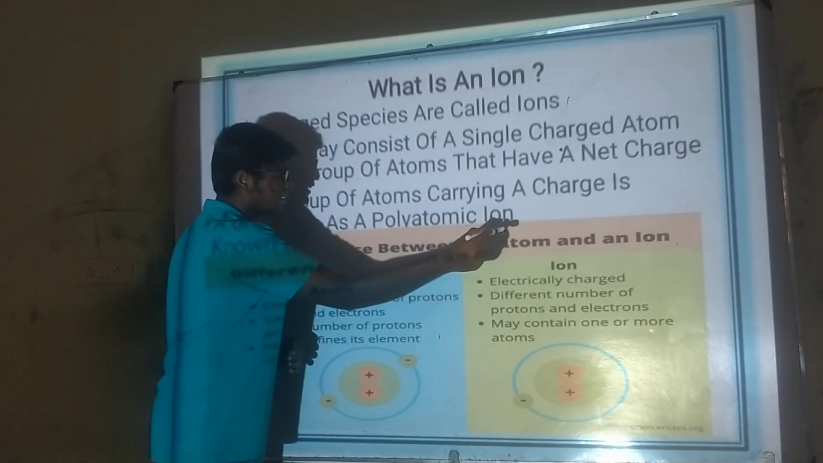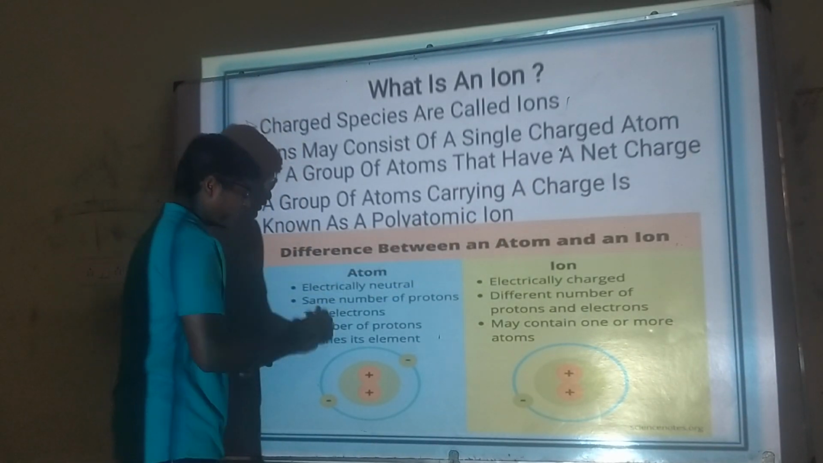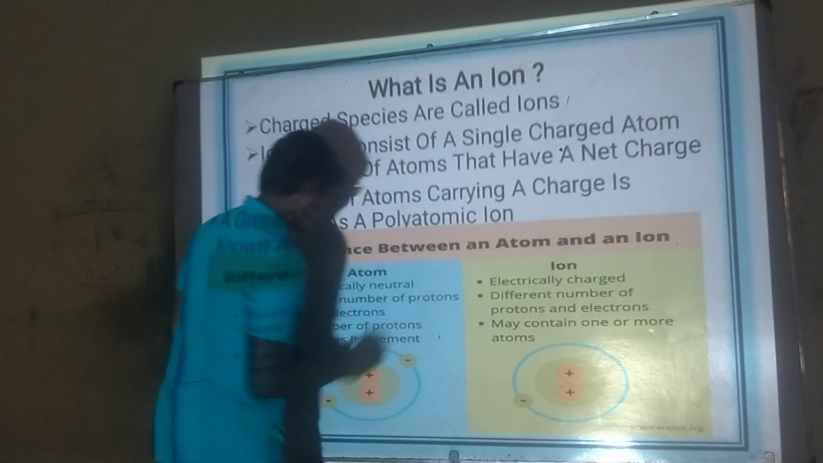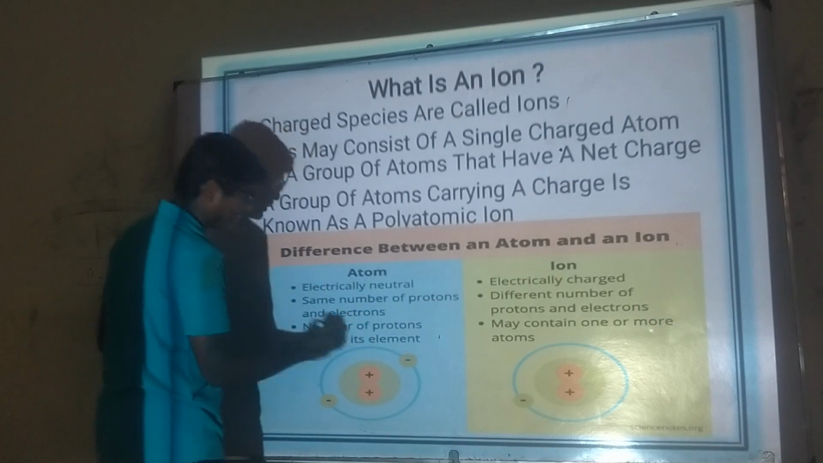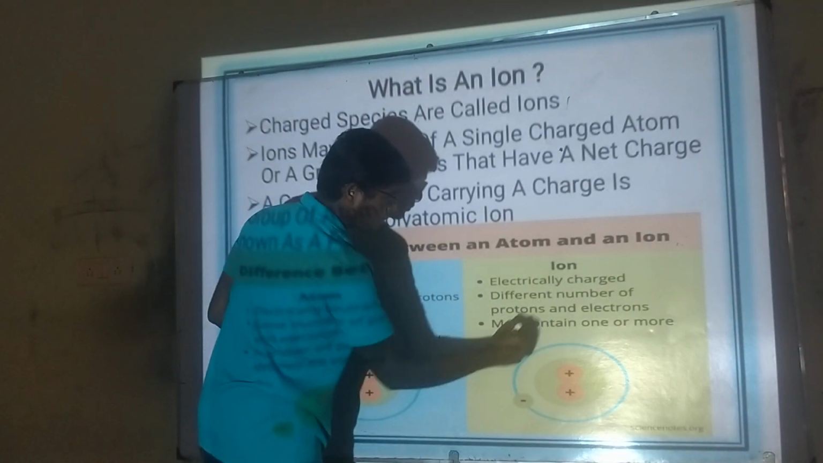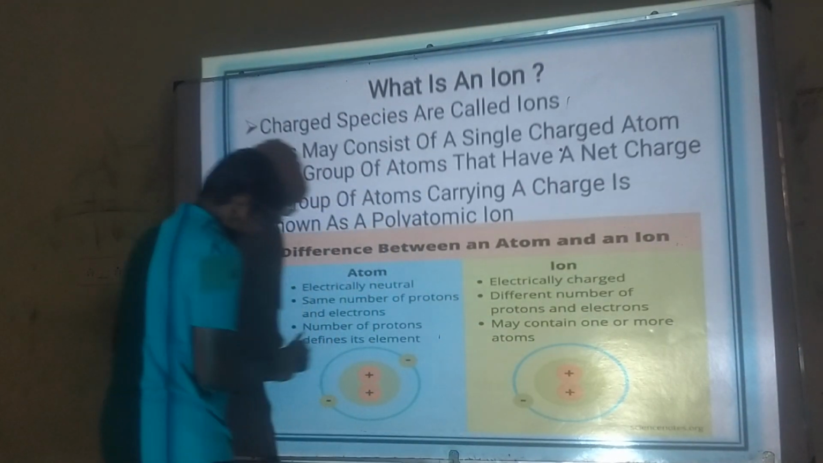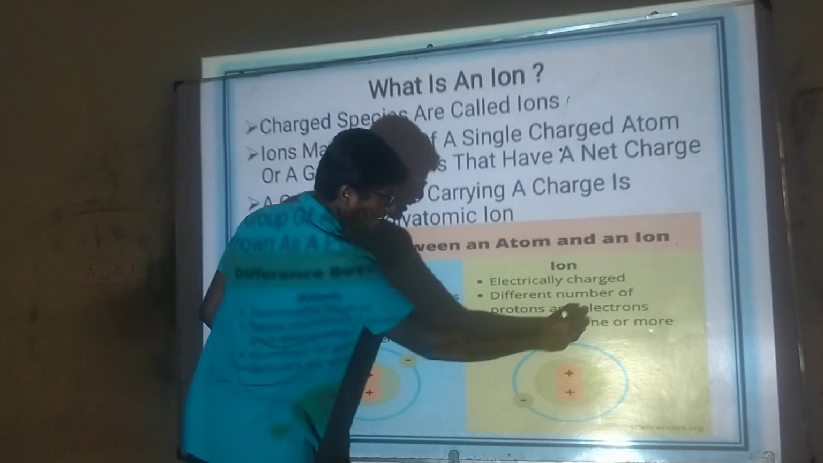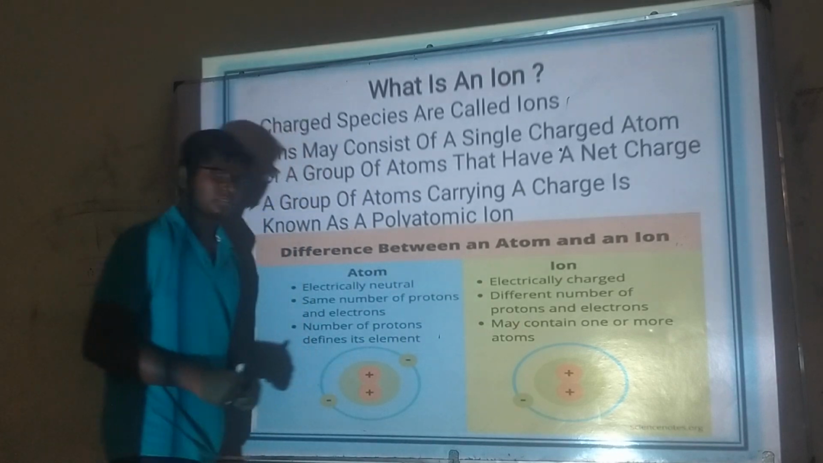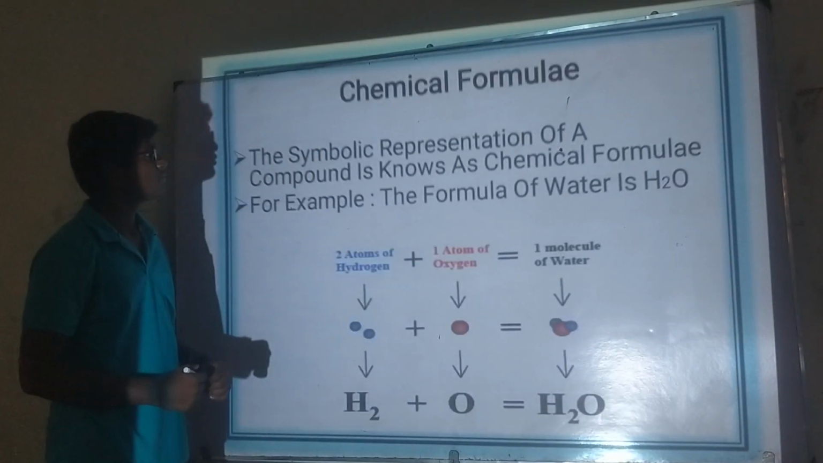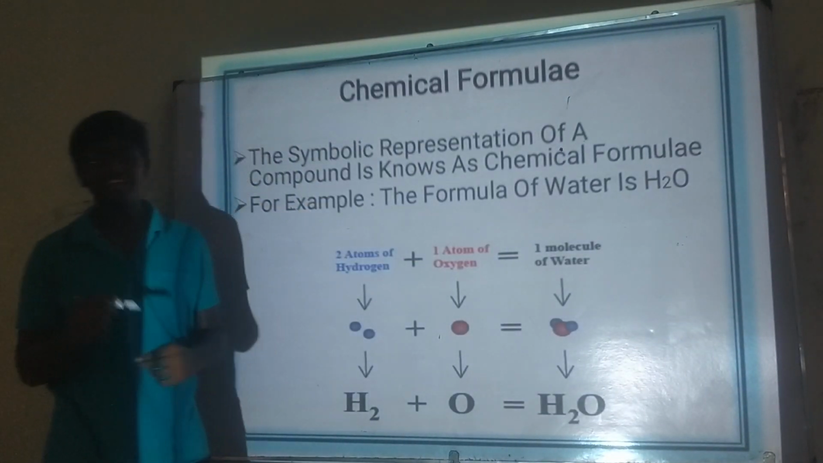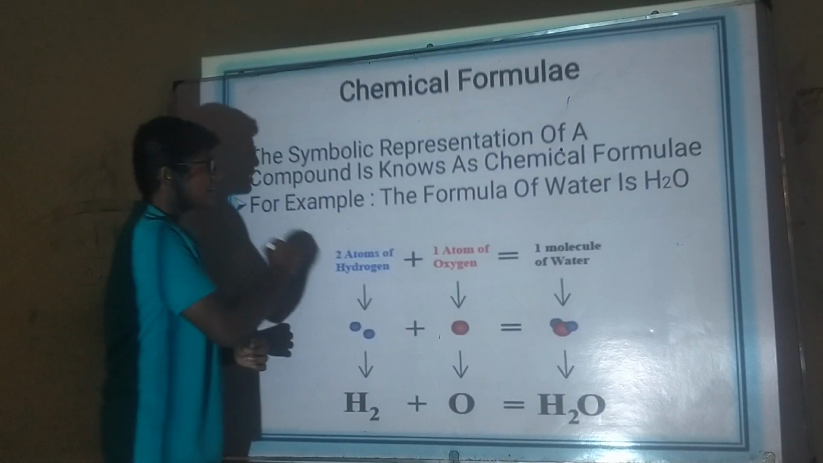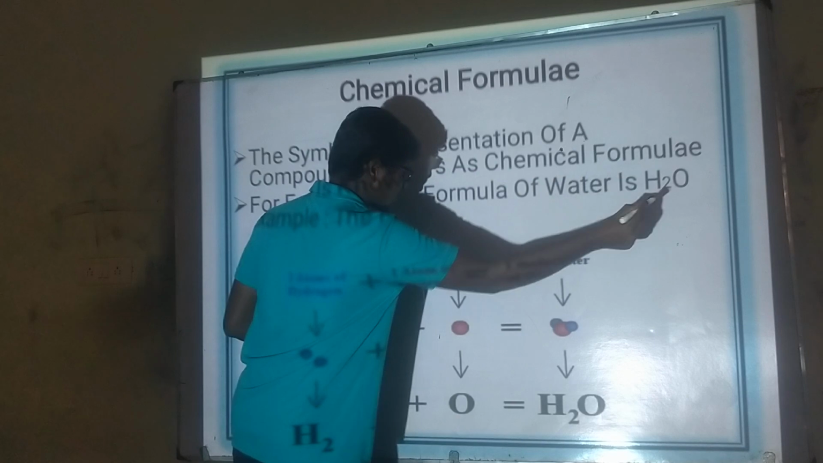Difference between an atom and an ion. An atom is electrically neutral. Ion, electrically charged. Same number of protons and electrons. Different number of protons and electrons. Number of protons defines its element. May contain 1 or more atoms. Chemical formulae. The symbolic representation of a compound is known as a chemical formula. For example, the formula of water is H2O.